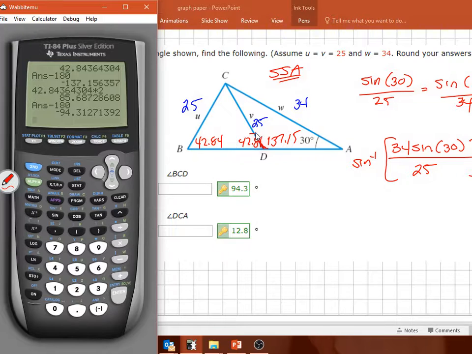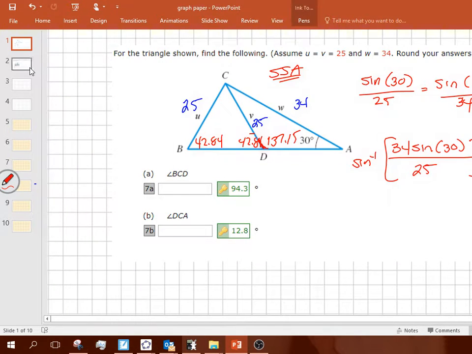Okay. The next thing they want to know is what is angle DCA. Well, I've already got the 137.15. We got the 30. Let's remove that from 180. Sign's going to be messed up, but we get 12.85. That's kind of how you would do question 7 out of 5.5.